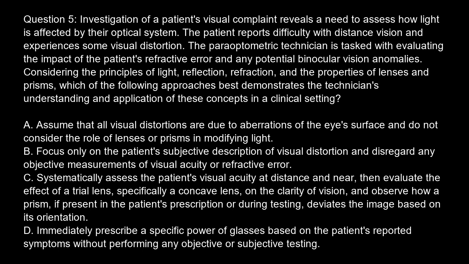Option C. Systematically assess the patient's visual acuity at distance and near, then evaluate the effect of a trial lens, specifically a concave lens, on the clarity of vision, and observe how a prism, if present in the patient's prescription or during testing, deviates the image based on its orientation. Option D. Immediately prescribe a specific power of glasses based on the patient's reported symptoms without performing any objective or subjective testing.